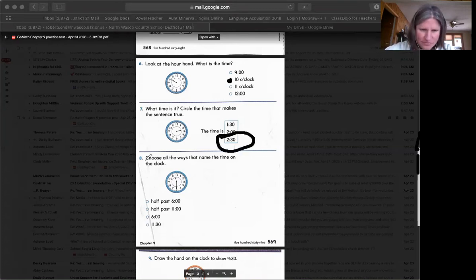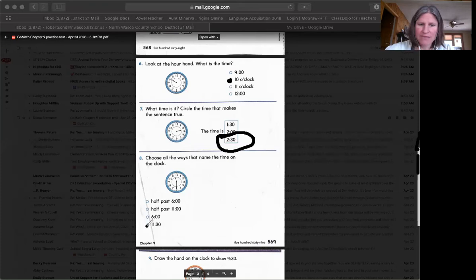Okay. Number 8, choose all the ways that name the time on the clock. Okay, we're looking at the hour hand. It's the small one. Is that pointing at a number or in between two numbers? Hopefully you can tell it's in between two numbers. So it's in between the 11 and 12. So it's after 11, but before the 12. And then the minute hand is pointing at the 30 or half past. So it's not 11 o'clock, it's after 11, it's 11:30.